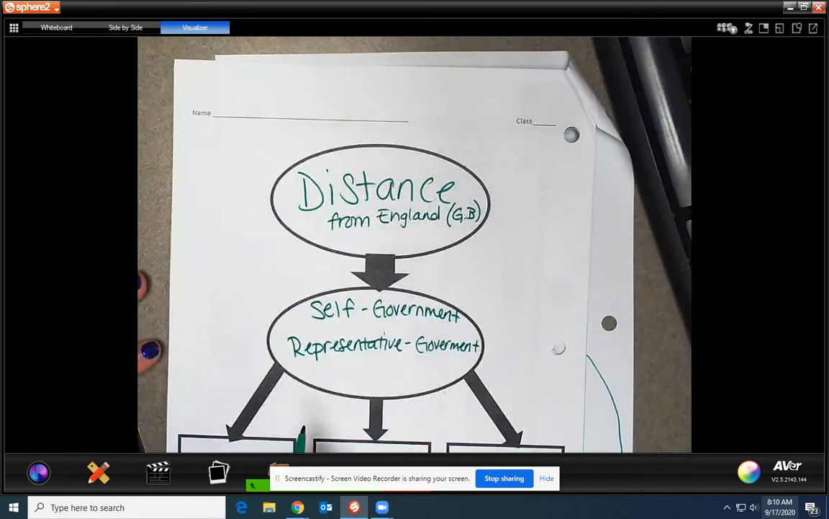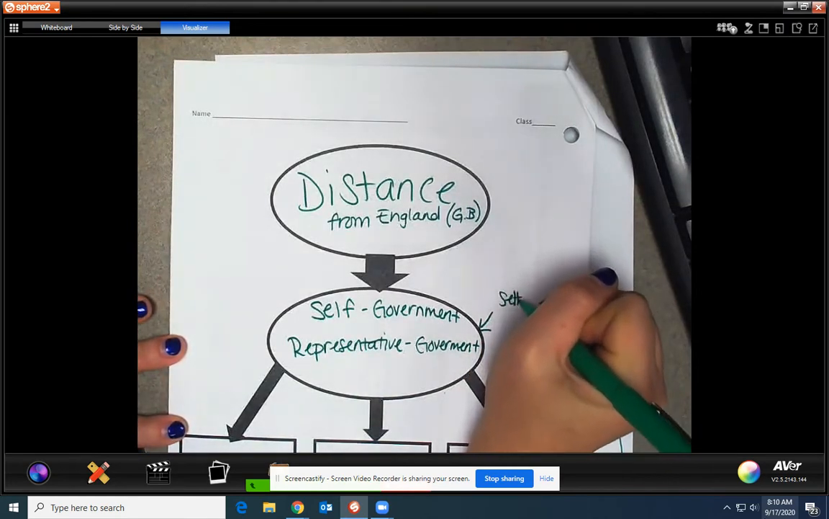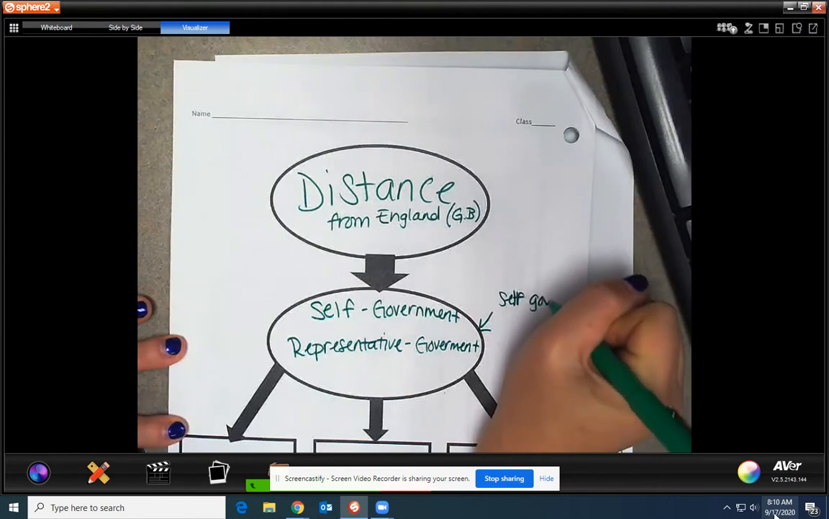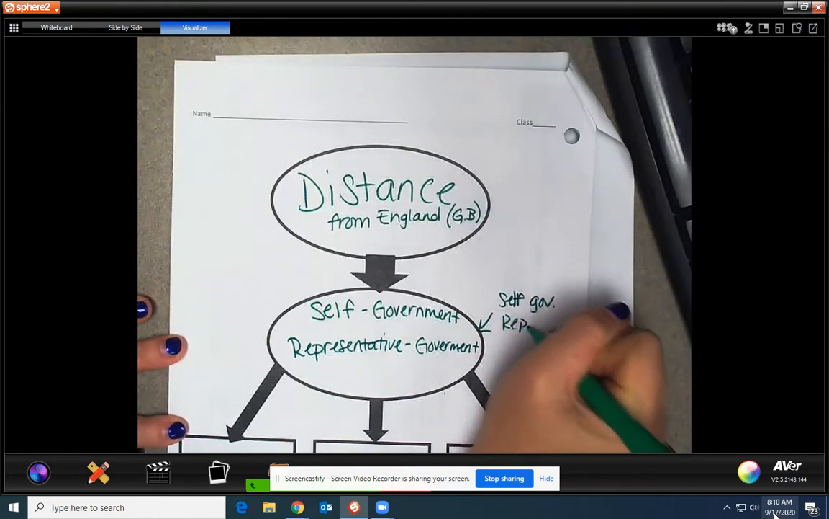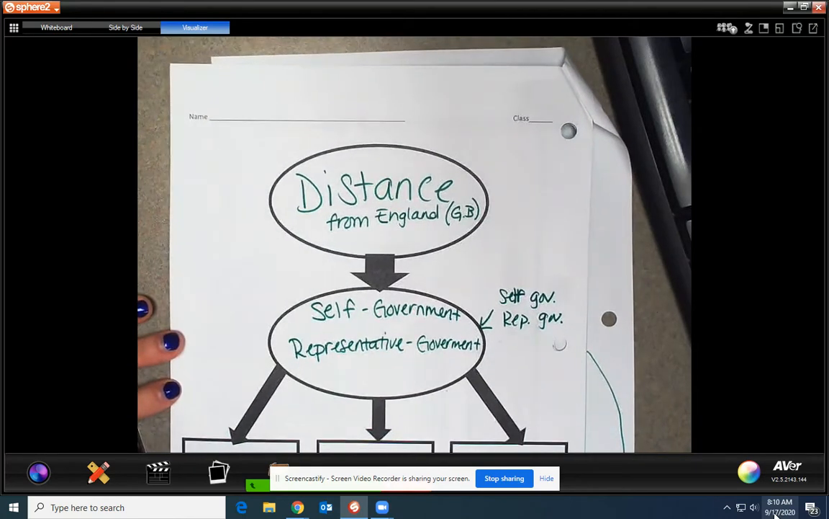You know what I'm going to do? I'm going to be shortening this. You're going to hear me say this all the time. Self-gov. Oops. Self-gov, rep-gov. What would rep be short for? Hopefully you would think representative government. Are y'all seeing this on the screen? Can someone unmute and tell me?